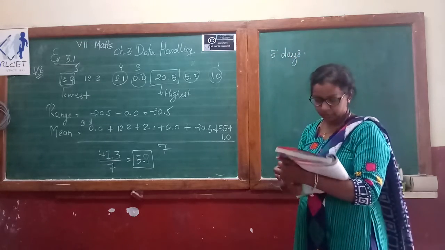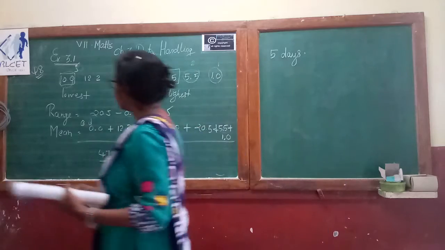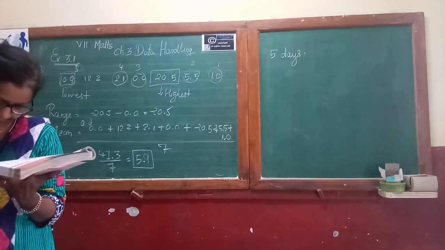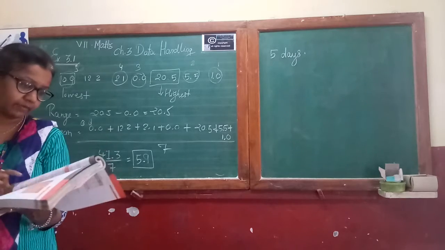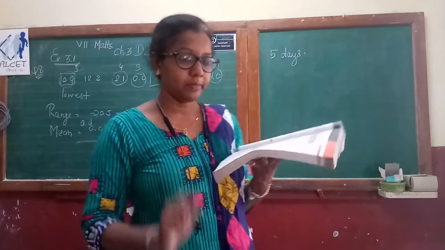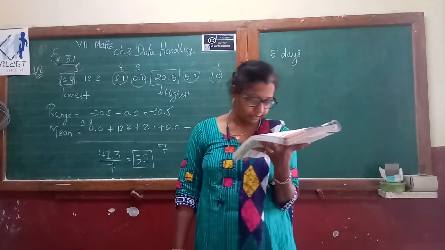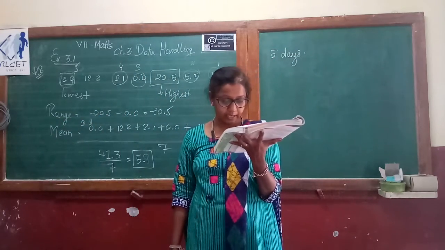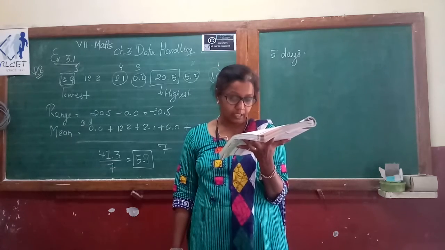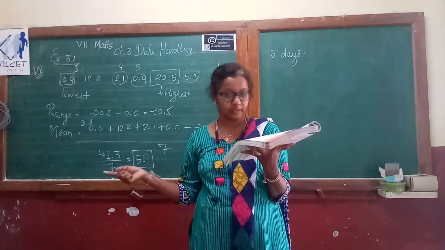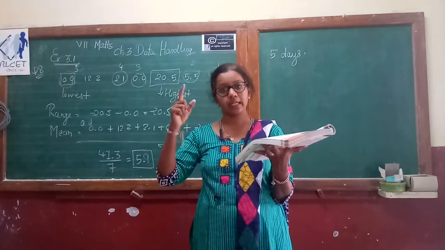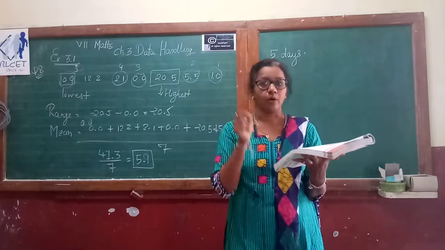So this is all about your question number 8. Move on to the 9th question that we will discuss. I will explain, you have to do it by yourself. The heights of 10 girls were measured in centimeters and the results are as follows. What is the height of the tallest girl? You have to find the highest reading. What is the height of the shortest girl? You have to find the smallest reading.